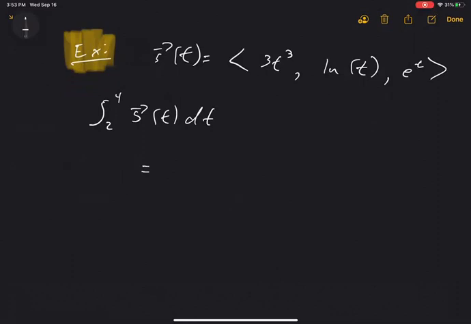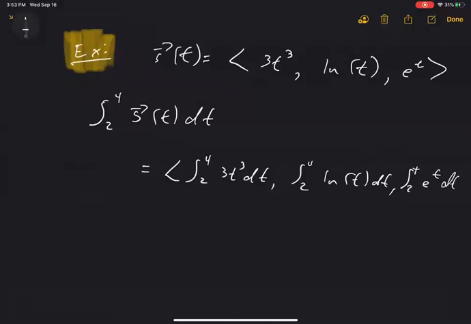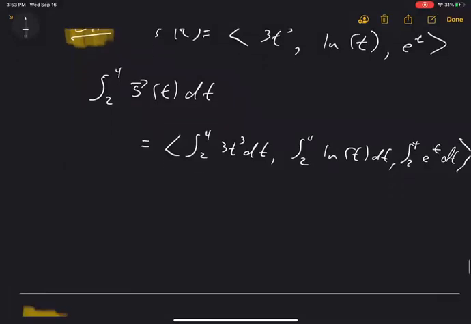So I just take the integral inside my vector. So essentially what I have is this. And I can solve each of these three integrals easily. Each one is going to give me a number, and that number goes in that slot of my vector. So what is this first integral?